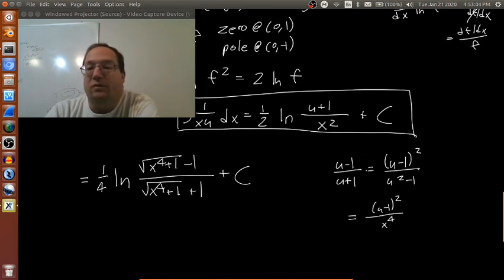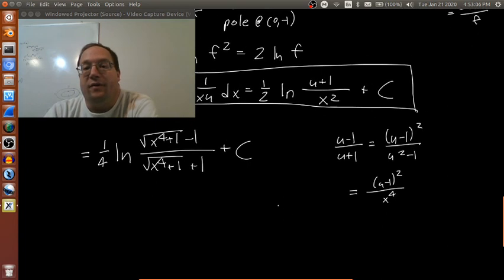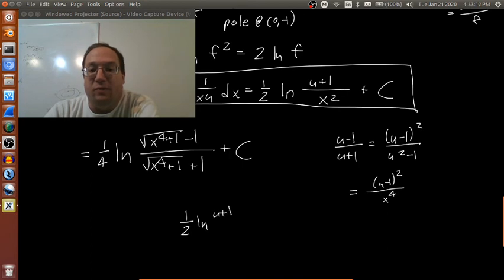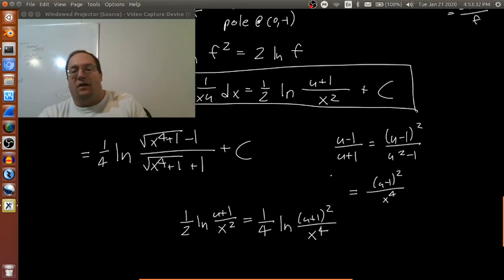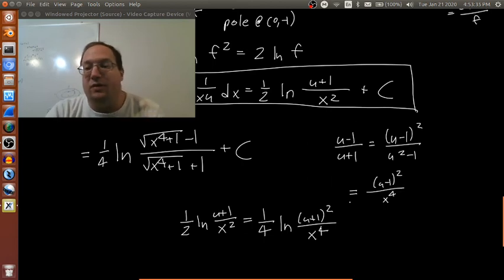So yeah, we could do the same thing again. 1/2 logarithm of u plus 1 over x squared is going to be equal to 1/4 the square of the thing in here, and that puts it in pretty much the same form as we got with the other in the more basic calculation. And I do think I'm off by a sign here, and that's why there's a plus sign and a minus sign here. So I might have to come back and look at that and see what I did wrong.